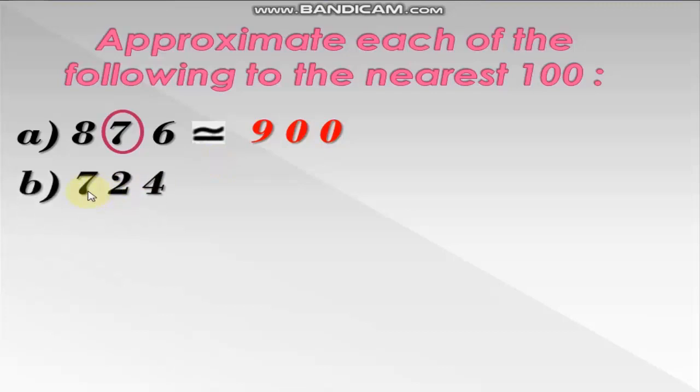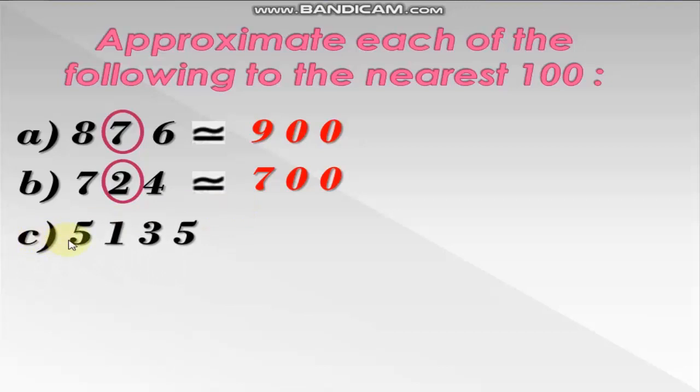Letter B, 724. Hundreds here is number 7. Look at the tens. Tens here is number 2. 2 is less than 5. So replace the tens and units by 2 zeros and keep 7 with its value. 724 became 700.